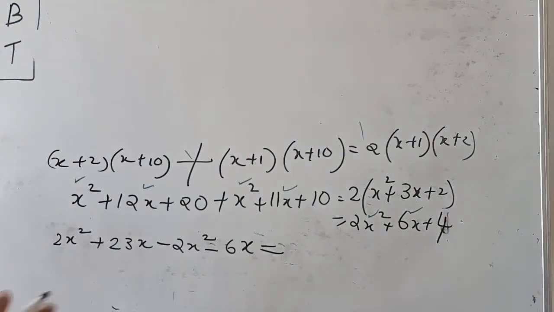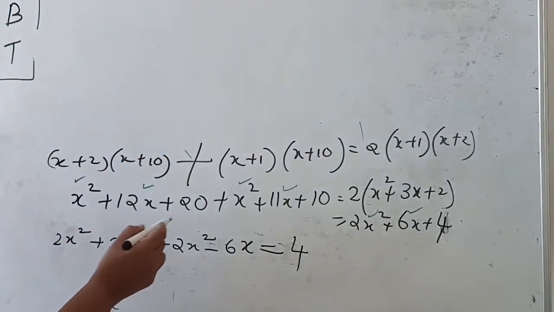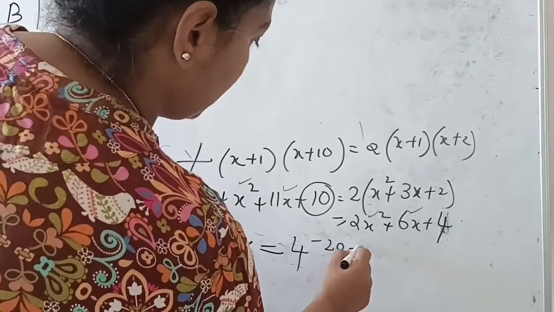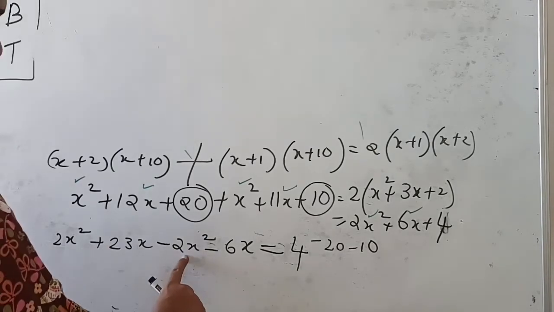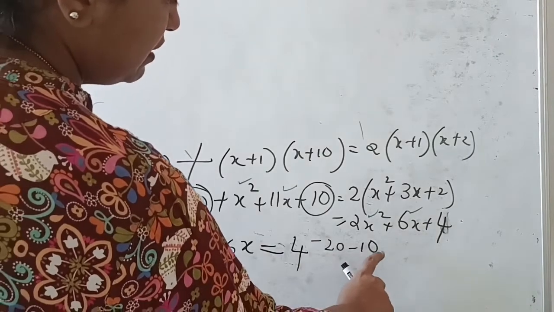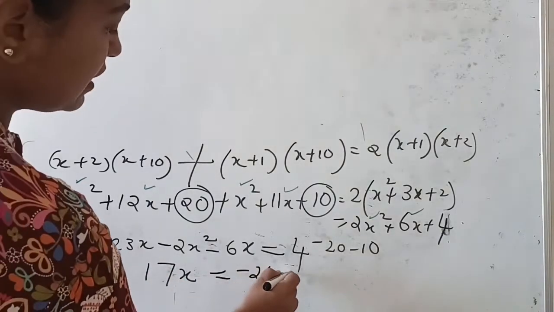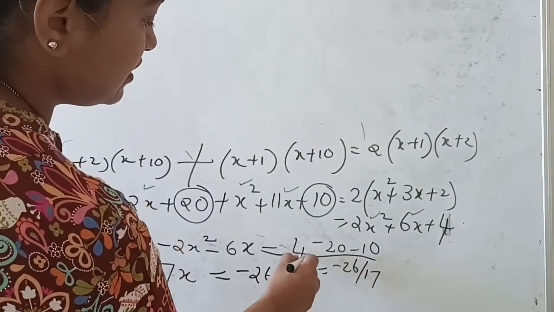Okay. Now let me take the constants to the RHS. I already have a 4 on the RHS. What are my constant terms? I have a 20 here and I have a 10 here. So minus 20 minus 10. So what do I get here? 2x square and 2x square got cancelled. 23 minus 6x, and here I have got 4 minus 20 minus 10. Right? So I get 17x on the LHS and minus 26 on the RHS. So that my value of x now becomes minus 26 by 17.